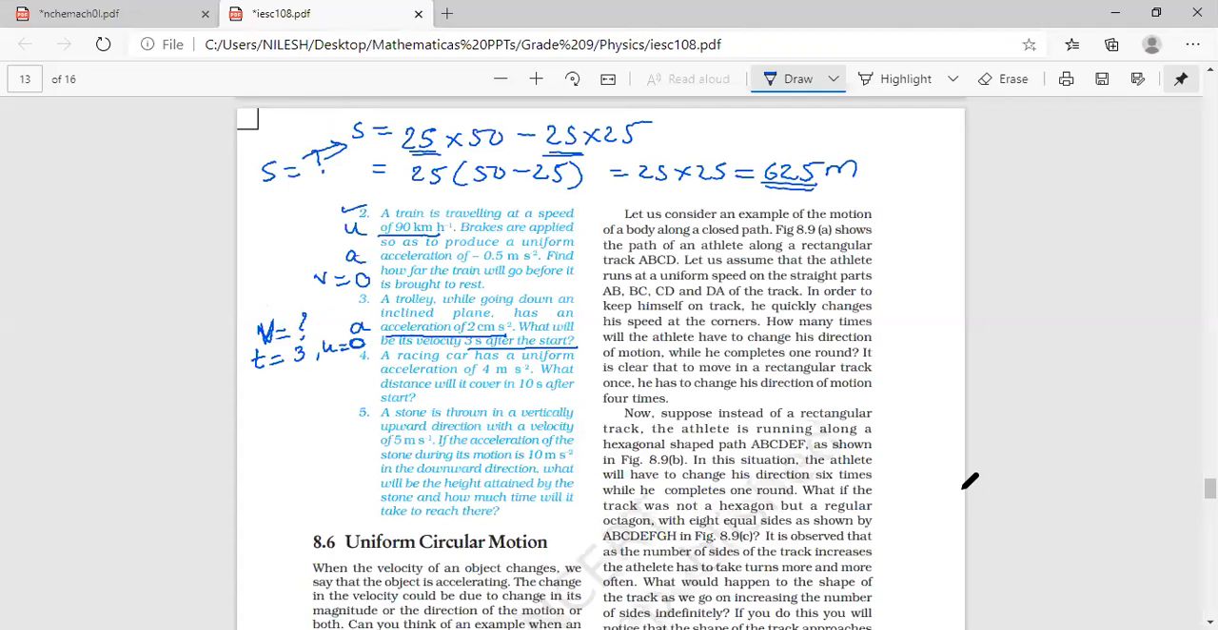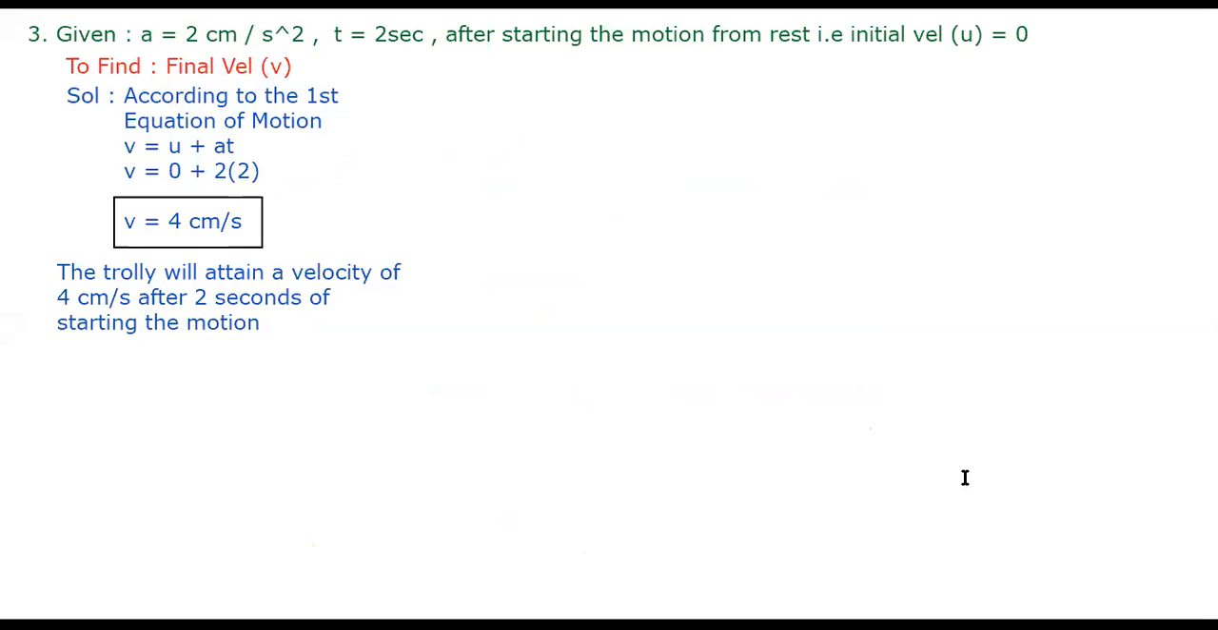Question number 4. A racing car has a uniform acceleration of 4 meter per second square. What is given? Acceleration. What distance will it travel? Again, S is equal to question mark, in 10 seconds, t, after start. So again, what is given to us? After start means what? Initial velocity. How much? 0.